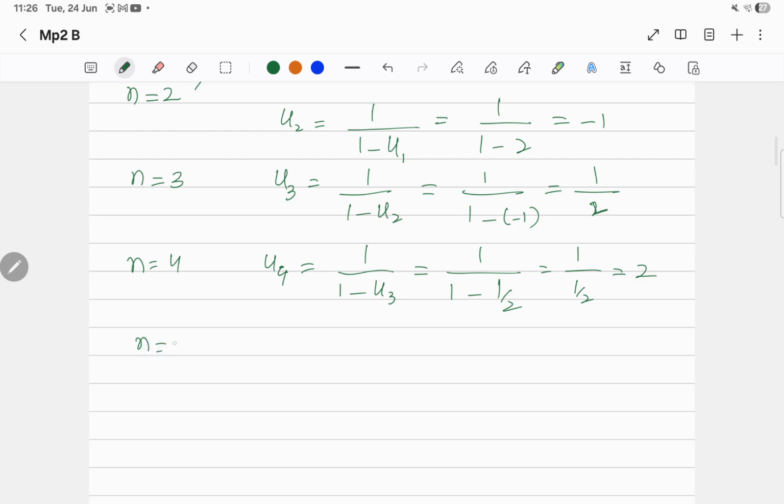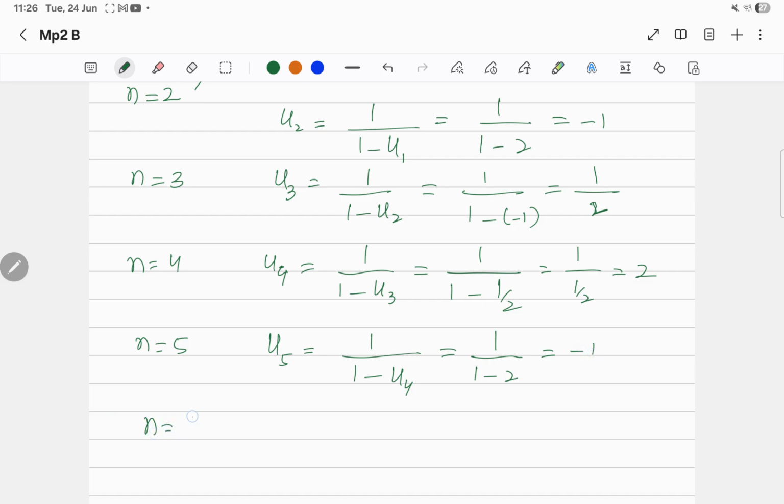And if you do n equals 5 in the sequence, it will be u5, which equals 1 over 1 minus u4, and the value of u4 is 2, so it will be 1 over 1 minus 2, and 1 minus 2 is minus 1, so it will be minus 1 again.